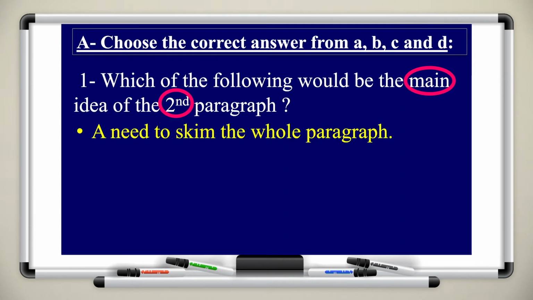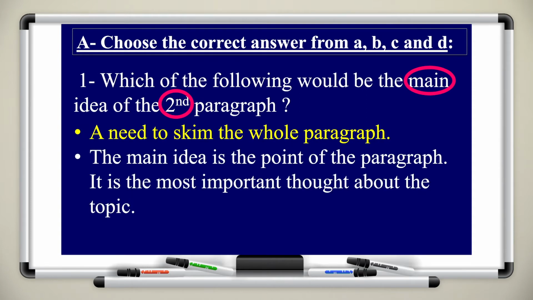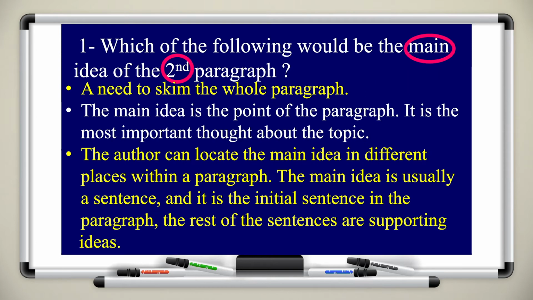Now, for this question, you need to skim the paragraph, meaning to look over it very quickly. The main idea is the point of the paragraph. It is the most important part of the paragraph. The author can locate the main idea in different places, but it is usually the initial sentence of the paragraph.